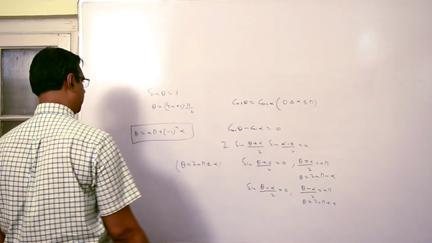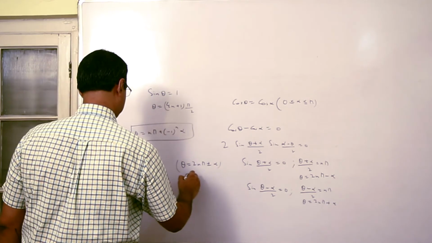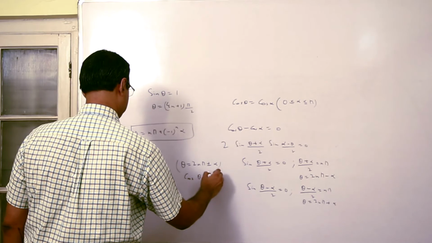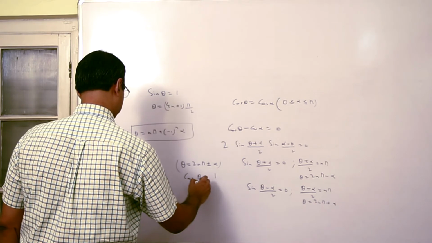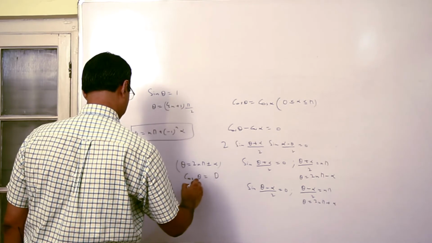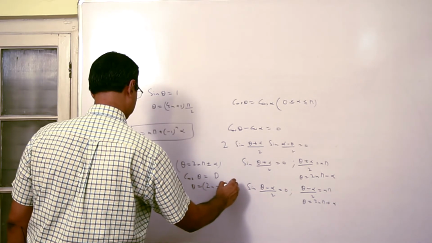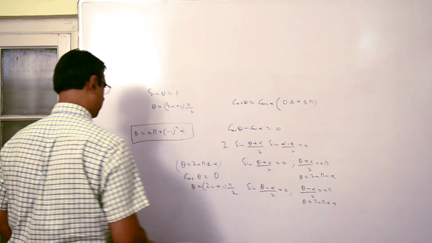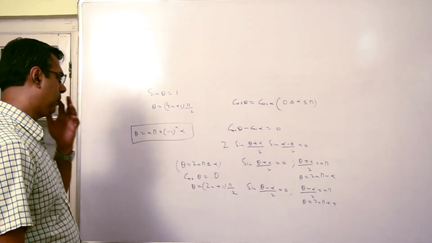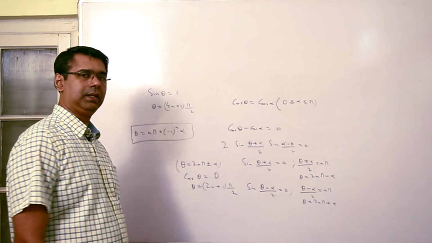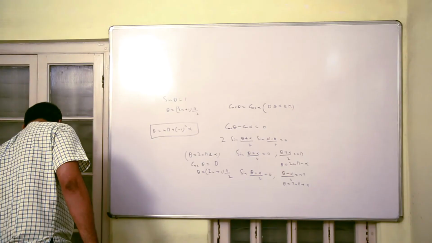As you have seen in the case of sine, here also there is one special case, that is when cos theta is equal to 0, then theta will be an odd multiple of pi by 2. Only when cos theta is 0, then you can consider theta is an odd multiple of pi by 2.